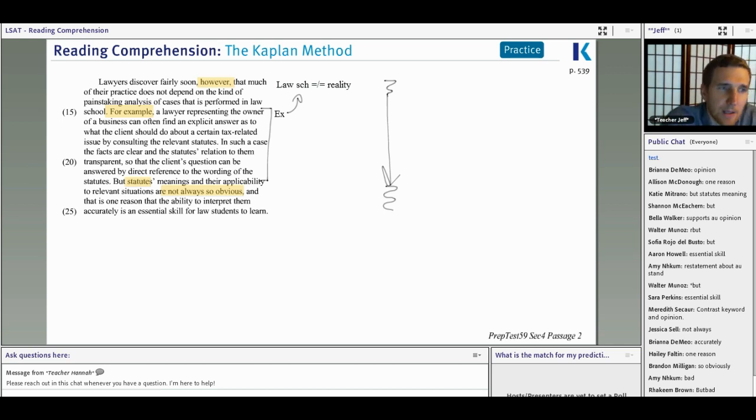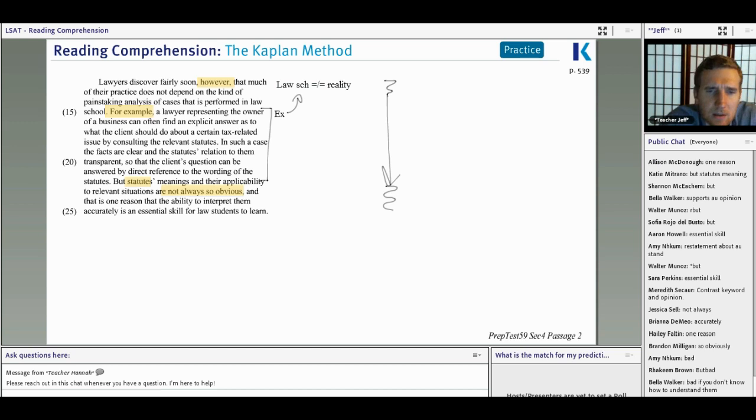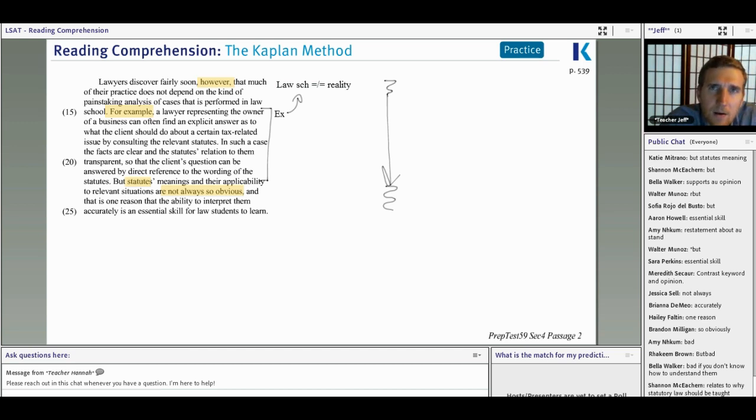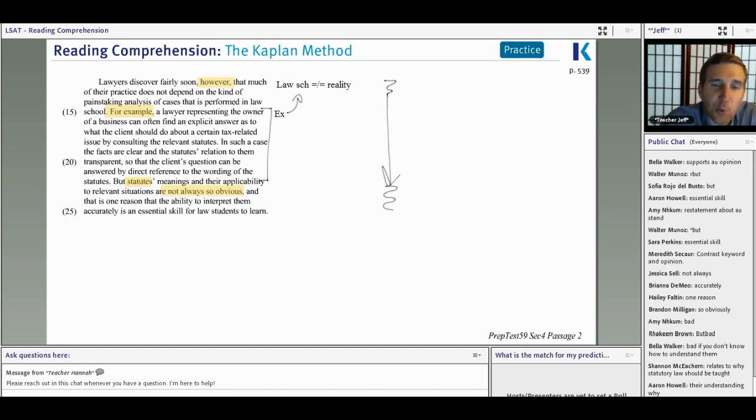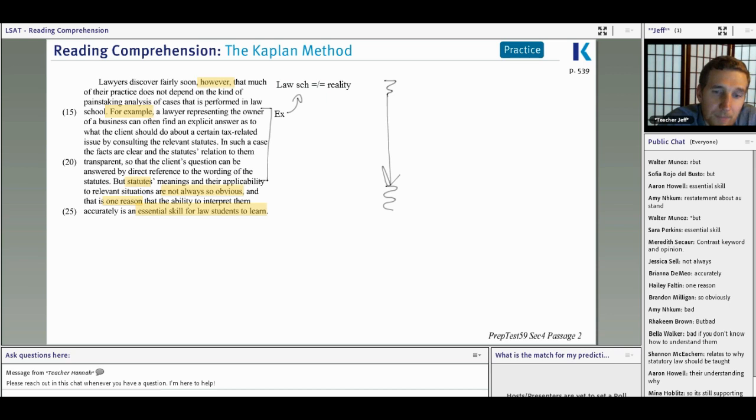So why would the author say, hey, statutes are actually not too obvious? Why is the author saying that? Shannon, Bella, on the right track. The author is saying they're not obvious, and that is why, right? That is one reason why it's an essential skill for law students to learn. So they're tough, but that's why you should learn them, okay? So it's still supporting, meaning exactly right.